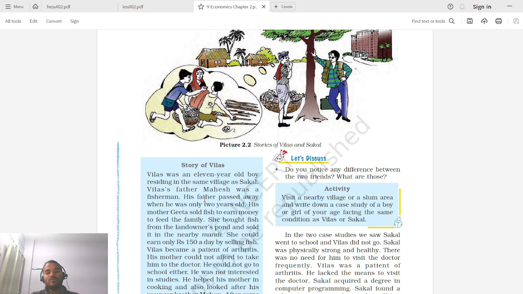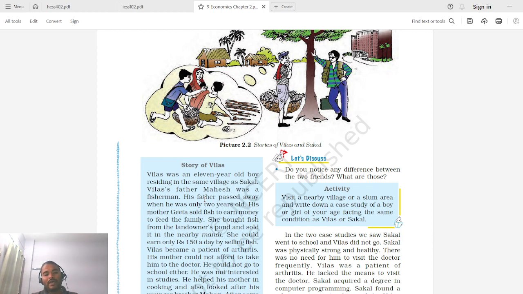Whereas Vilas, because of very rare education, could not end up taking a job. He had to sell fish like his mother, and so Vilas remained a poor guy. Okay, so what it means is that investment in education can give very high returns. This is the first conclusion.